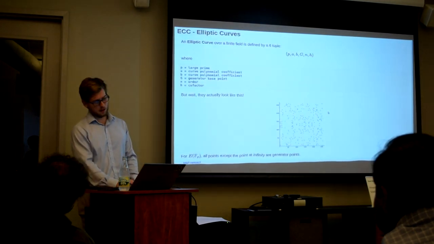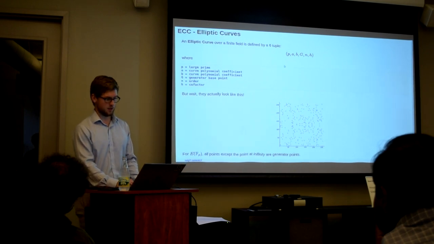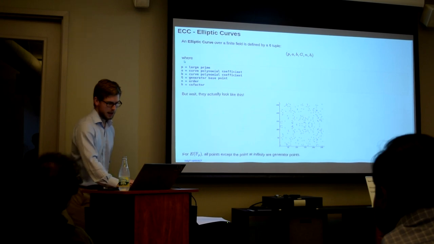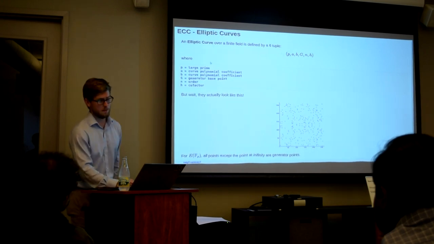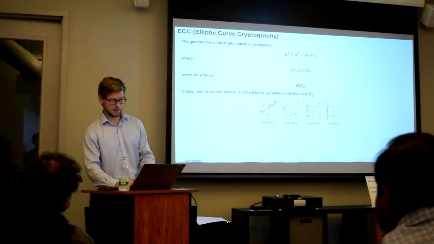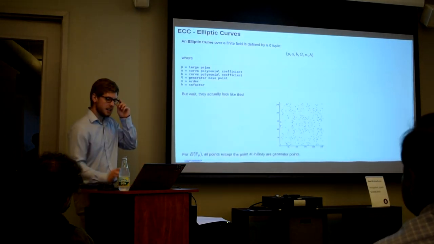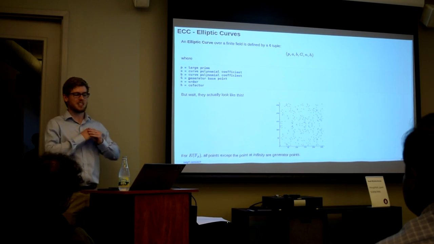Furthermore, elliptic curves over finite fields are defined by a six-tuple. An elliptic curve over a finite field is defined by the six-tuple, in which P refers to a really large prime. The A and B are referencing the A and B up here, the coefficients in this equation. There's some G, which is called a generator base point.